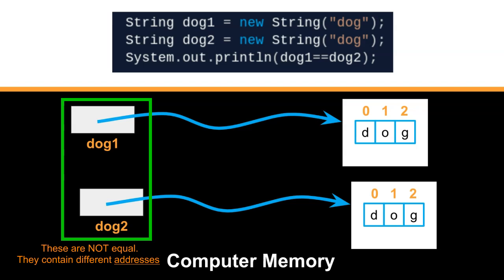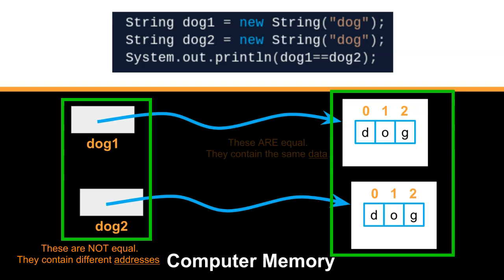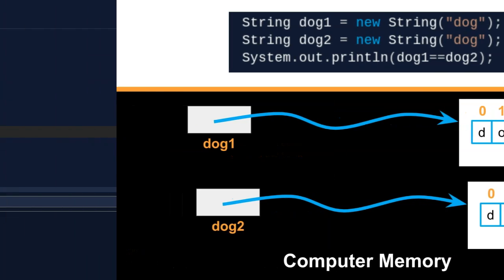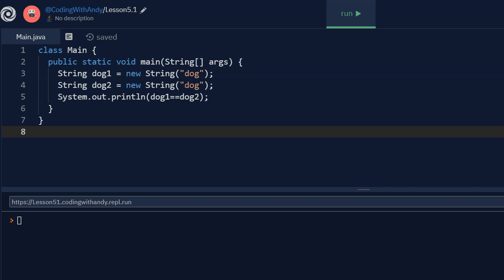But suppose instead we want to check if the two string objects are equal, meaning we want to check if they contain the exact same string of characters. In a previous lesson on strings, I showed you we should use the equals method for that task. That's how you should check for equality of string objects or any other objects for that matter.